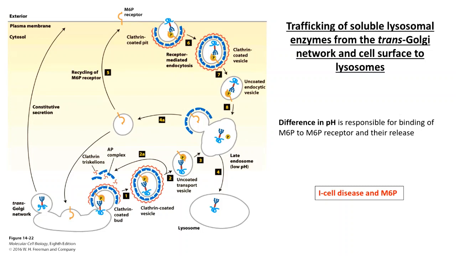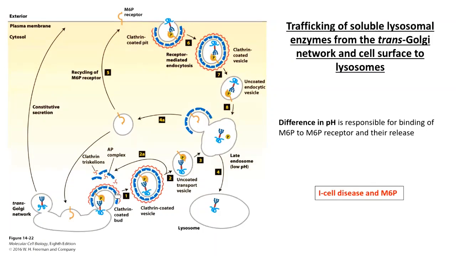Several questions can be asked from this particular figure. For example, M6P gets recognized by M6P receptor where? There are actually two different pathways. One is the secretory pathway, and the other is the soluble lysosomal enzymes going to the lysosome. For the soluble lysosomal enzymes, the M6P receptor is on the trans-Golgi network. From here the bud will form, and it forms the clathrin AP1 coat.